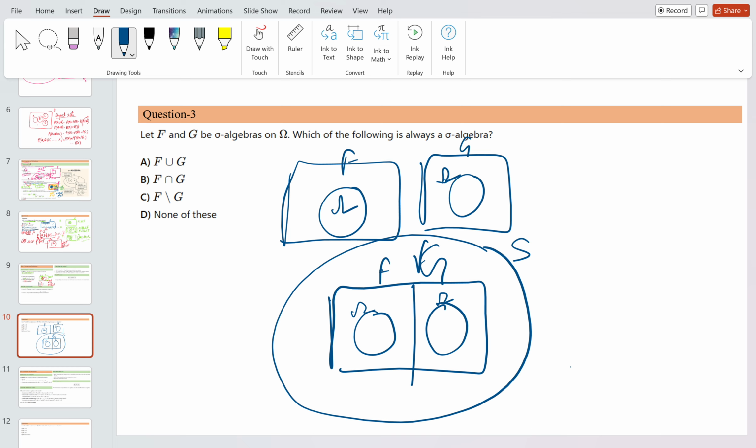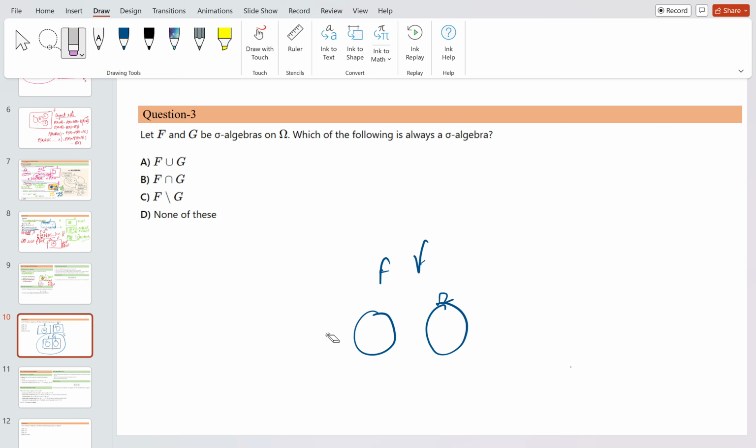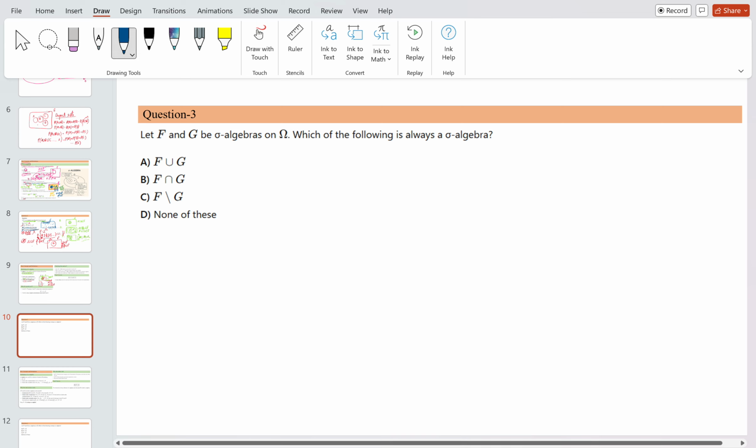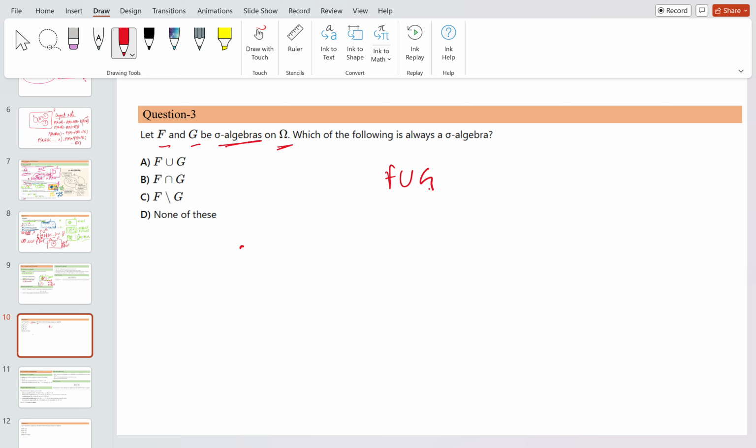Okay, let me explain this problem. We have F and G sigma algebras on omega, and which of the following is always a sigma algebra? Either it is F union G, F intersection G, or the elements in F which are not in G, or none of them. Let me go step by step.